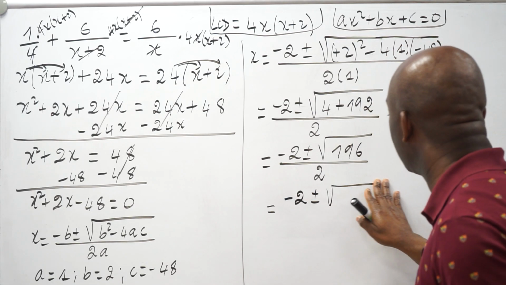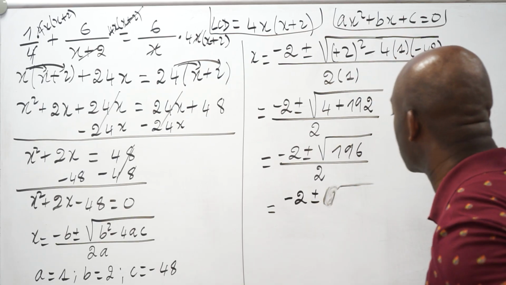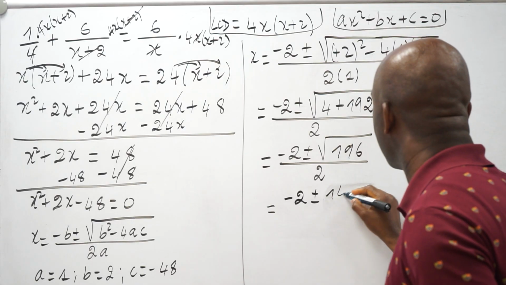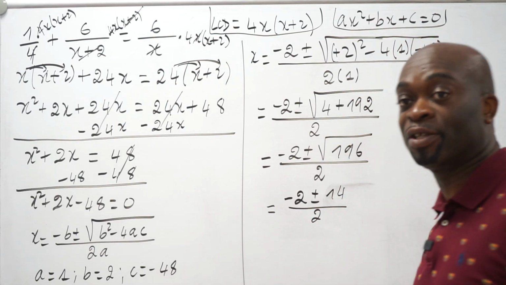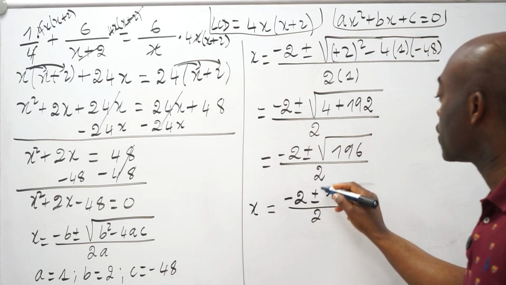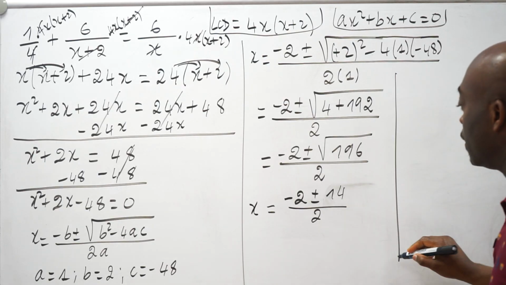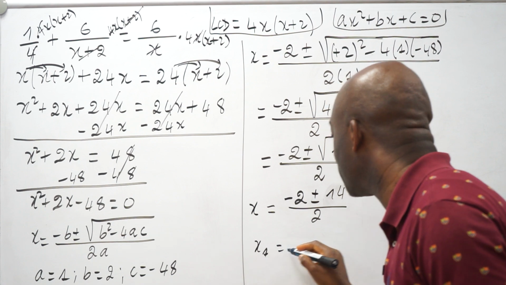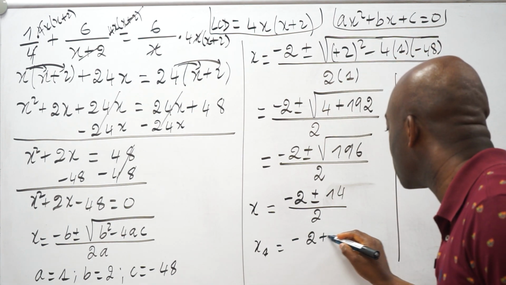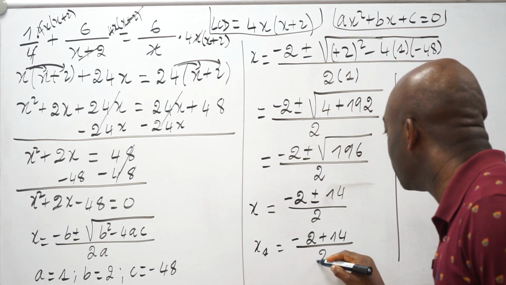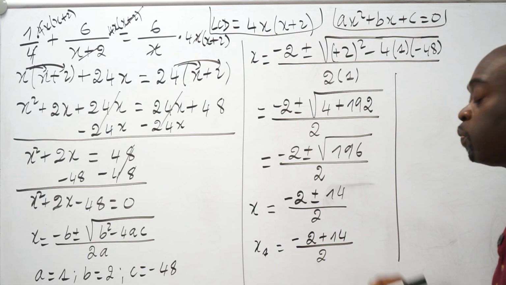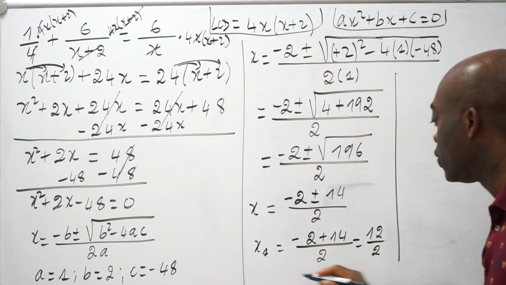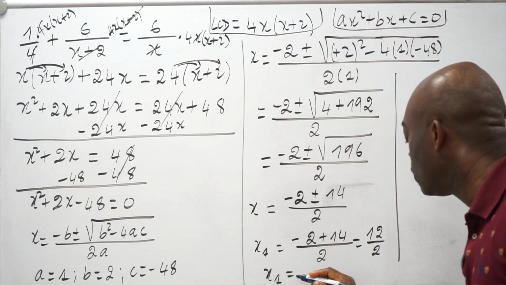All right, so no more radical. So this is going to give us what? 14, we said. 14 divided by 2. So this is x. Now, because of the plus and the minus, ladies and gentlemen, that means we have two answers happening here. So we have x, we can call it x sub 1 if you want to. And then this is negative 2 plus 14 divided by 2. What is negative 2 plus 14? That's going to give you 12 divided by 2. So x sub 1 is equal to 6.